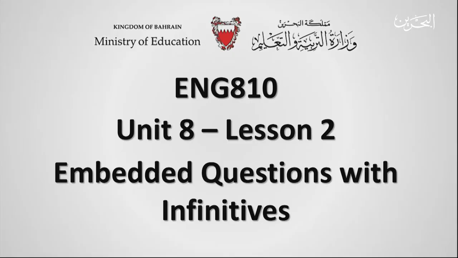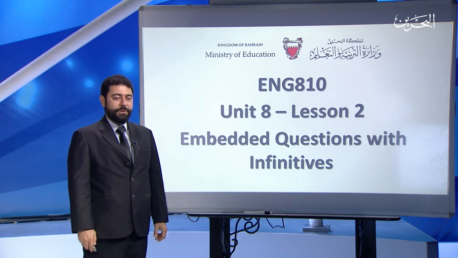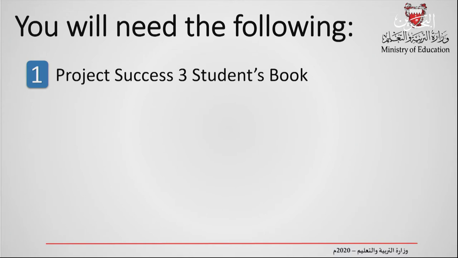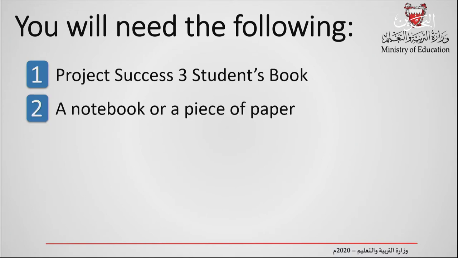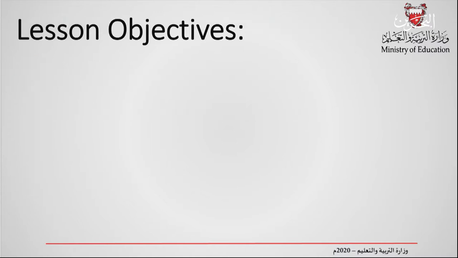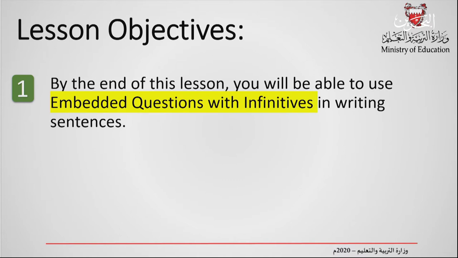This lesson is for English 810 for technical and vocational schools. It is Unit 8, Lesson 2, Embedded Questions with Infinitives. In order for you to do the lesson well, you need the following. Number 1, Project Success 3, Student's Book. Number 2, a notebook or a piece of paper. Number 3, a pen or a pencil. Number 4, a dictionary. Lesson objectives. By the end of this lesson, you'll be able to use embedded questions with infinitives in writing sentences.